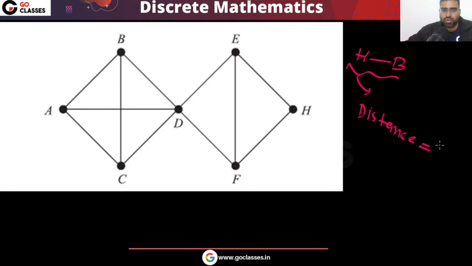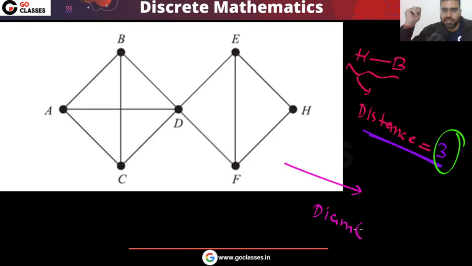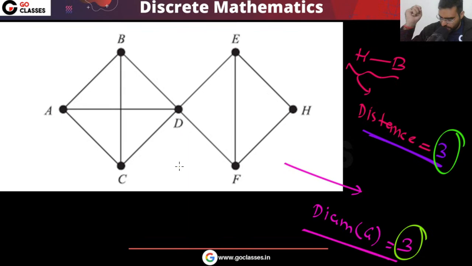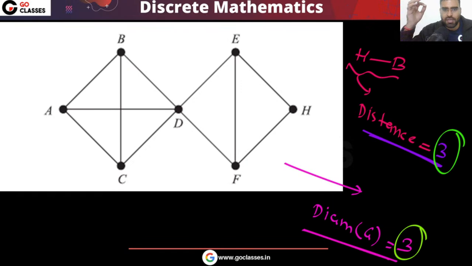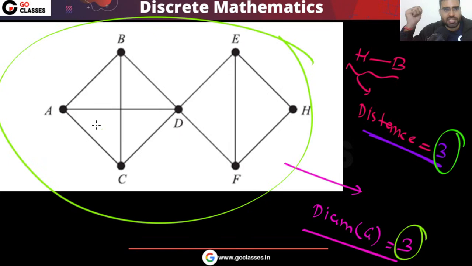This is the diameter. From anywhere to anywhere you can go, and this is the maximum distance you will have to travel. So this is the diameter for this graph. The diameter is 3. Is this clear? Let me know. Intuitively, think about diameter: it tells you that you can start anywhere, go anywhere, and the maximum you need to travel is a distance of three.